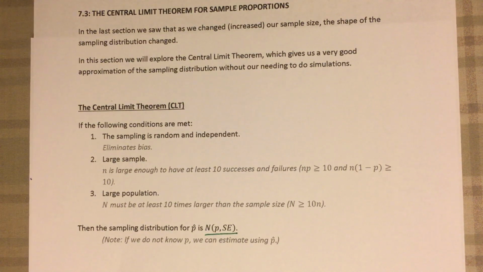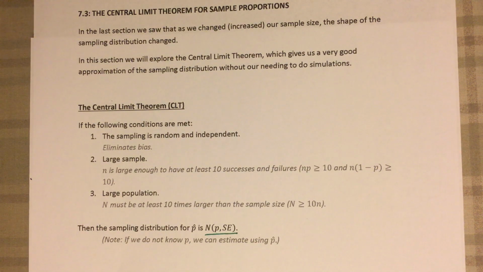As we're going through these different conditions, we have three big conditions listed here. The first one is that our sampling is random and independent. This is going to eliminate bias, so this is going to give us accurate results. We have a large sample, and by large sample we mean that it is large enough to have at least 10 successes and 10 failures. And then a large population: our population must be at least 10 times larger than our sample size.